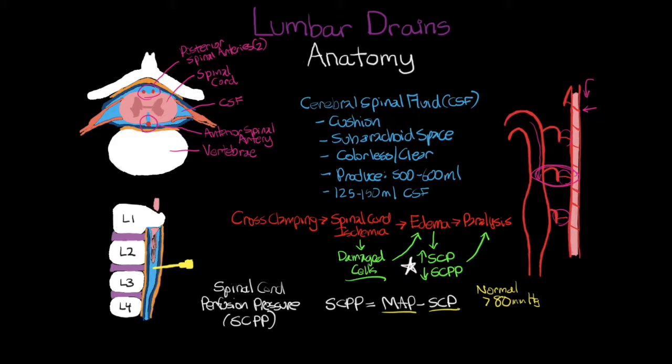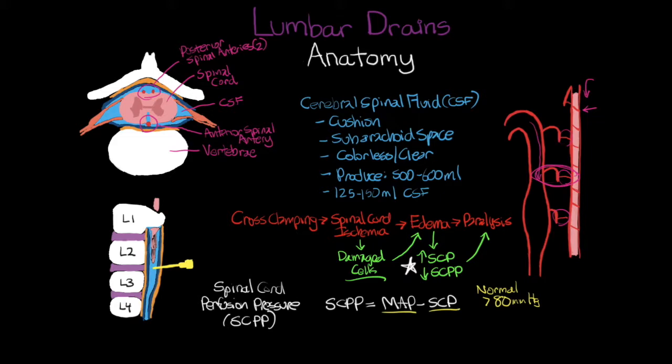And as long as that value is greater than 80, then that tells us that we are getting enough perfusion and blood into the spinal cord in order to prevent any further damage and hopefully to reduce the risks of any damage that did take place during surgery.